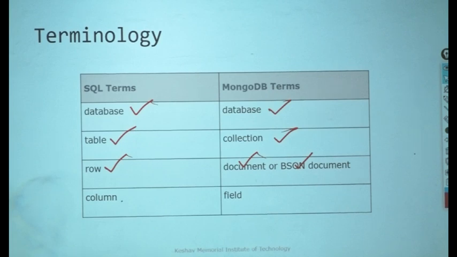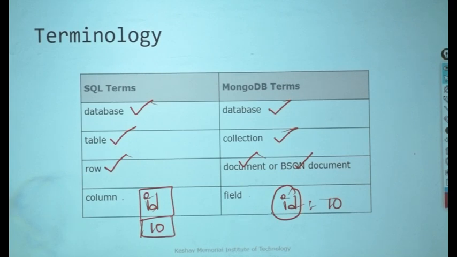Yes. A column we call a field. Column, for example, ID. This is an ID, a number, for example. Here we call it ID colon some number. This is called a field. The column name here is the field name. This is very important for us because most of the querying depends upon the field name.